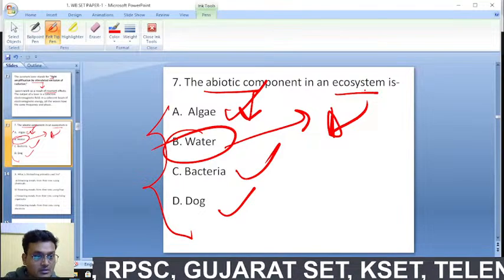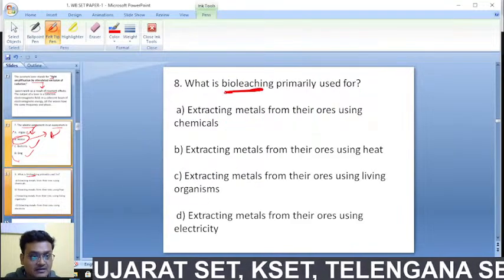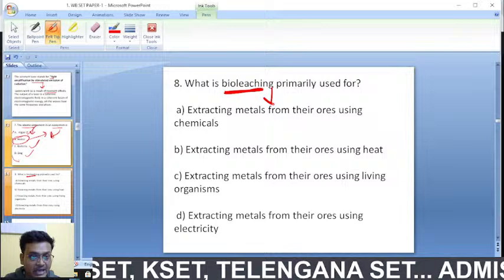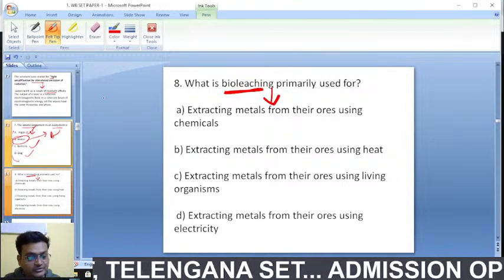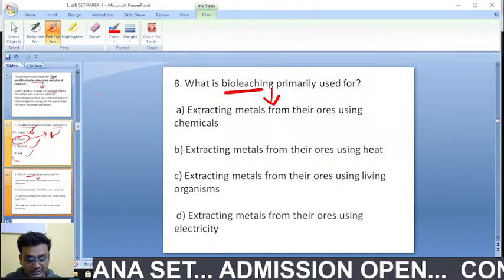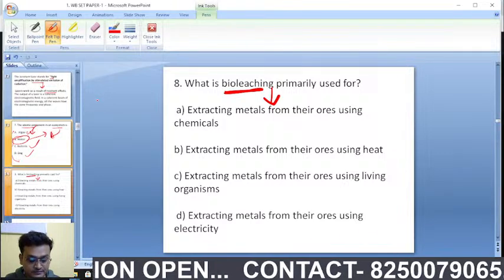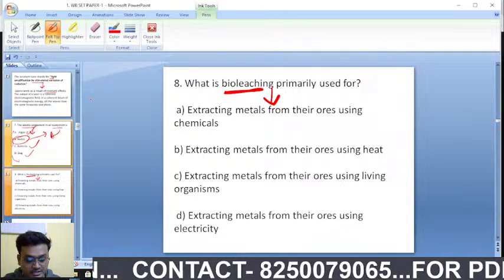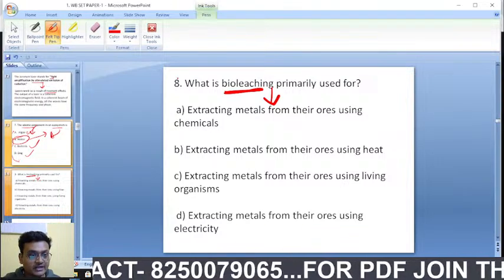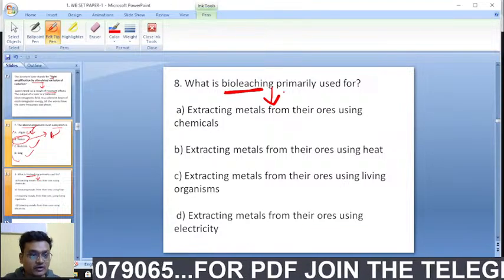Okay, what is bioleaching? Now, an interesting term, bioleaching. We knew phytoremediation, and here it is bioleaching. Got it, everyone? Now here is question number 8. What is bioleaching primarily used for?